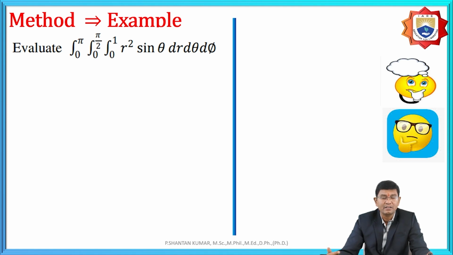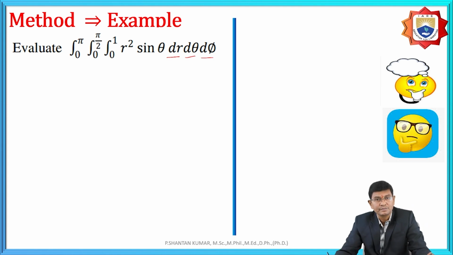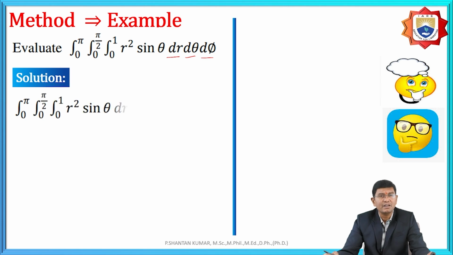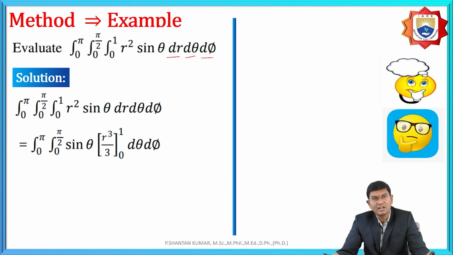But in our mind, we need to assume these are the three different variables, like xyz. Here, from inner to outer, the first one is r, the second is theta, and finally phi. As in the previous problems, we integrate with respect to r. Sin theta is a constant, so the integration of r square is r cube by 3. Replacing the limits, the upper limit is 1 and the lower limit is 0, with d theta d phi.